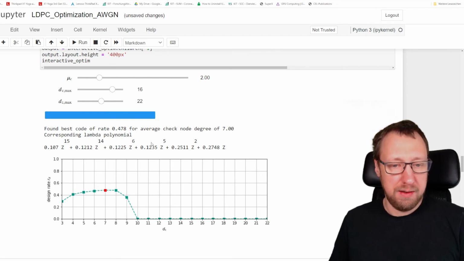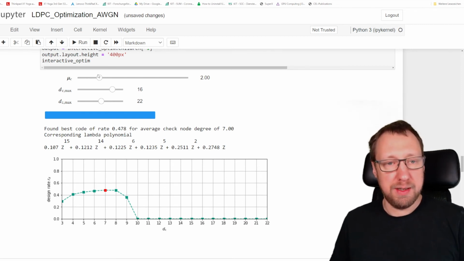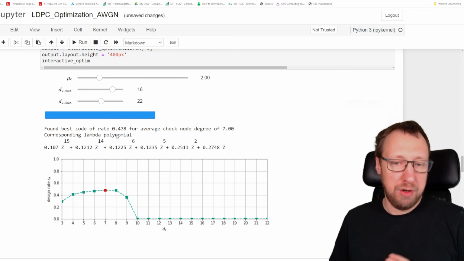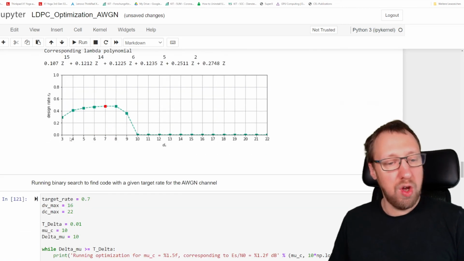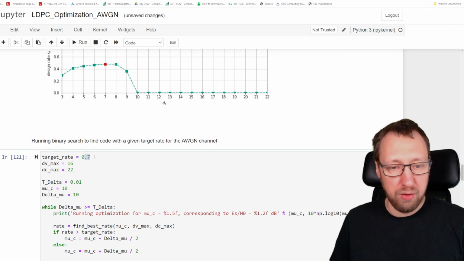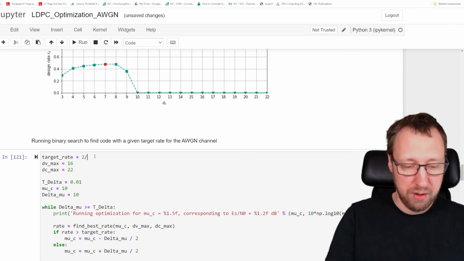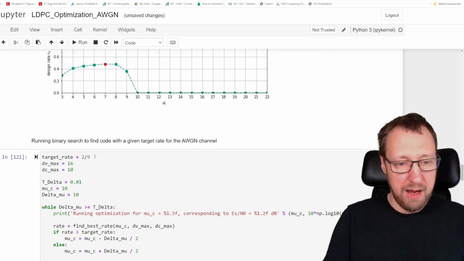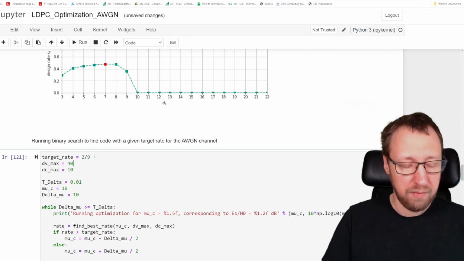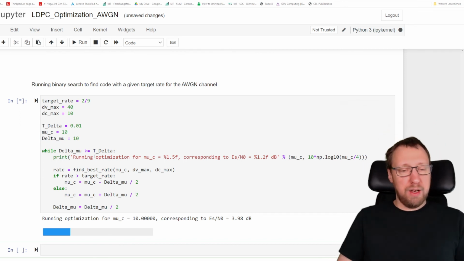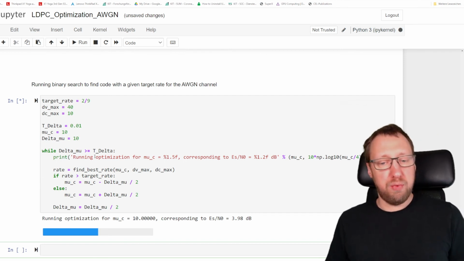So this is the best code we have for this particular channel: a code of rate 0.478, average check node degree of 7, and a corresponding polynomial. So now, for instance, we can start looking for a code. So let's say we want to have a code of rate 2 over 9. Say our DC max is equal to 10, and our DV max is equal to, let's put a quite big number, 40 here. And then let's try to do the optimization. That should be pretty fast.